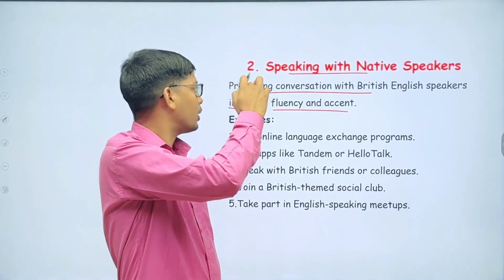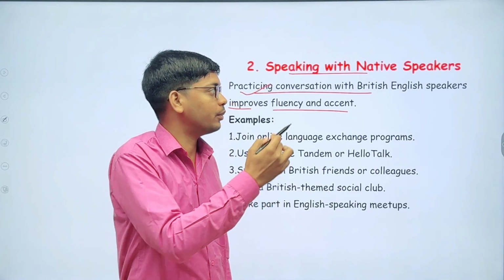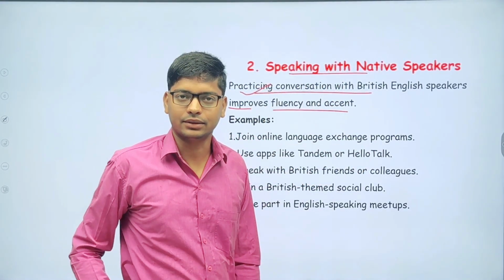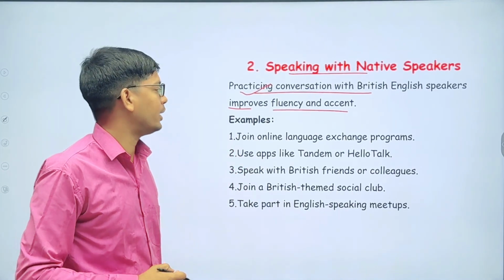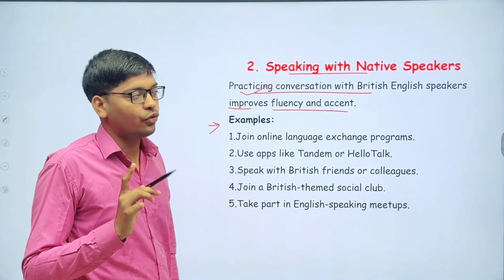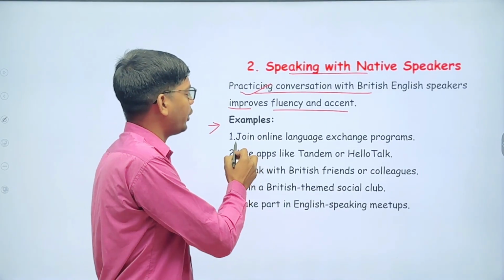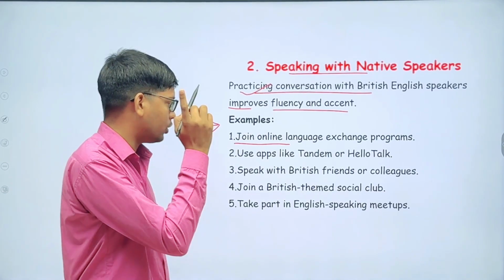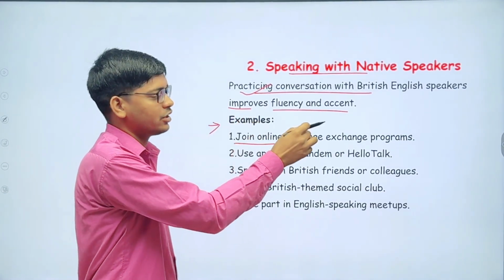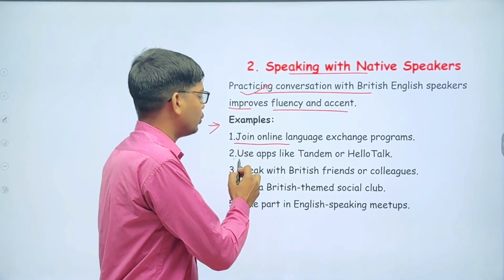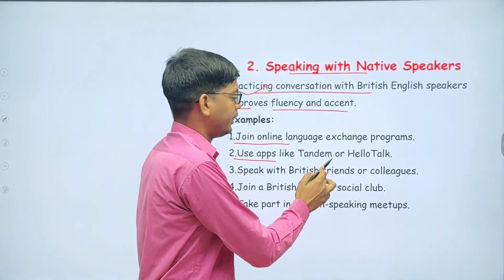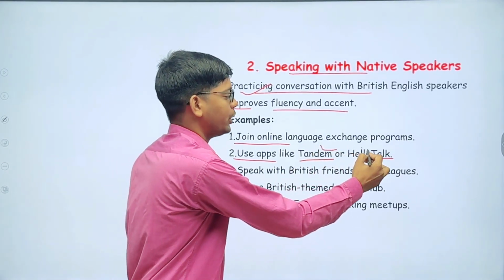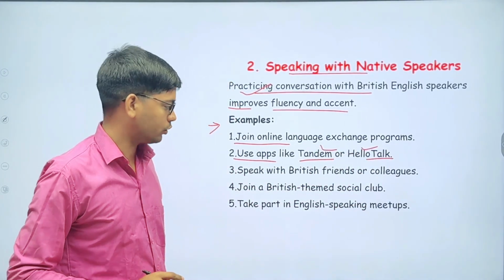Practicing conversation with British English speakers improves fluency and accent. So how is it possible? Here are some examples. First, join online language exchange programs. Next, use apps like Tandem and HelloTalk. You can easily find these apps on the Play Store or App Store also.